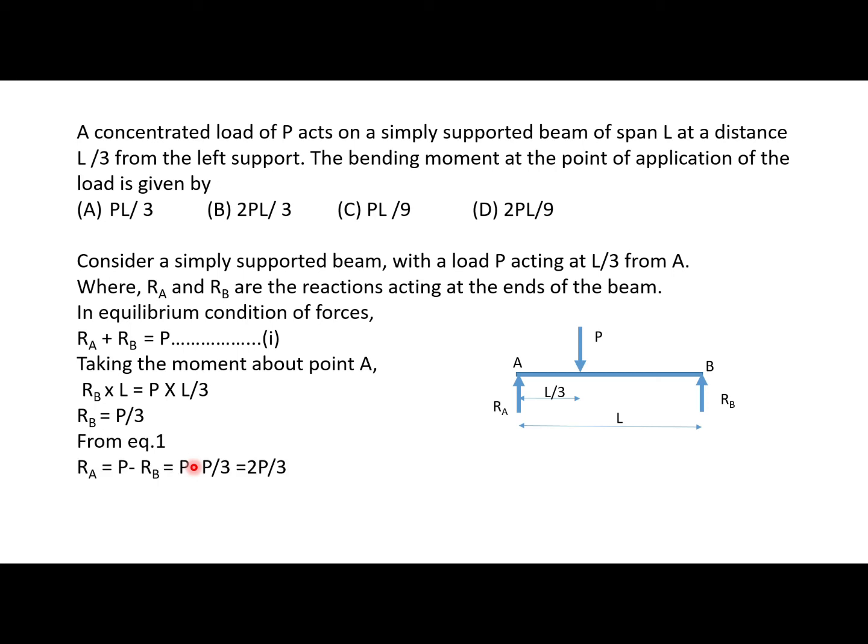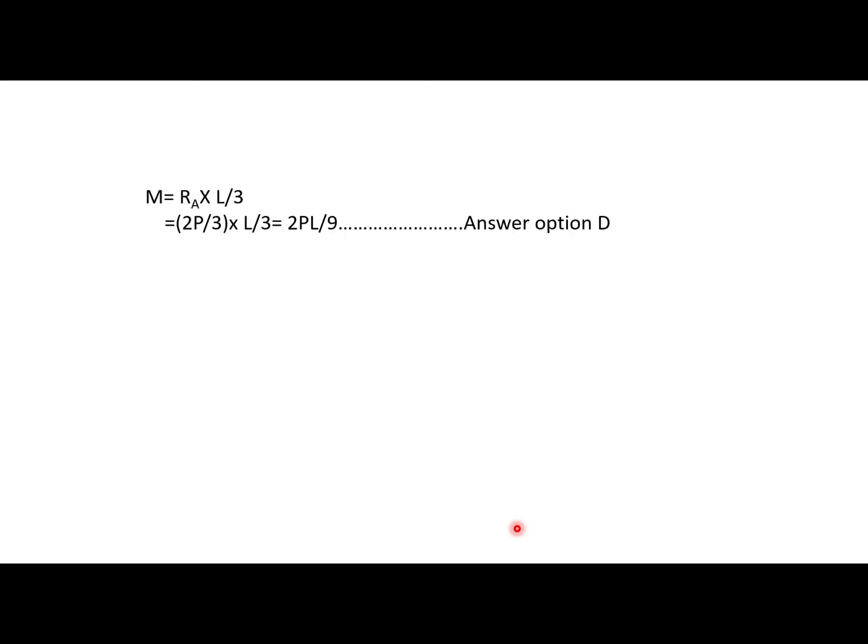Now putting this value of P by 3 in equation number 1, we get the value of RA as 2P by 3. Now our purpose is to find the bending moment either by the reaction RA or by the reaction RB at the point of application of the load P. So let us take the bending moment at the point of application of the load. We get M is equal to RA into L by 3. Since the value of RA is 2P by 3 and the distance is L by 3, we get the value as 2PL by 9. So our answer is option D.